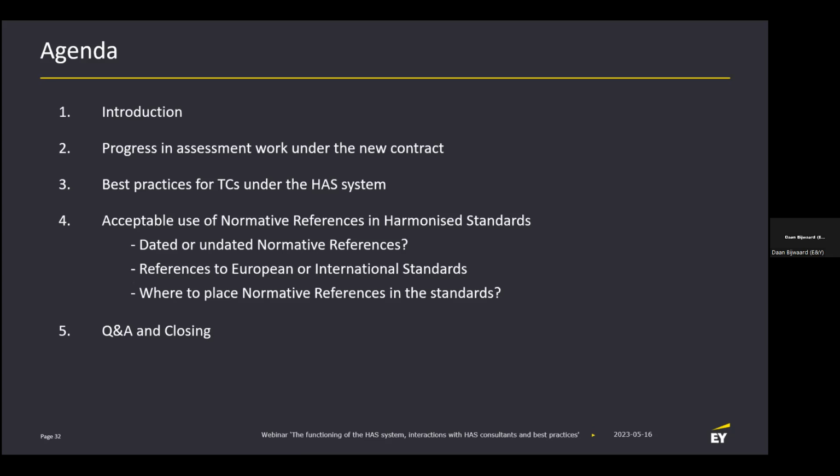Then we will give a brief update on where we are with the assessment work since the beginning of the current contract in 2022. Subsequently, we will provide some best practices for technical committees under the HAS system, and then we will focus on a specific element which frequently causes some issues. So that's the normative references in harmonized standards.